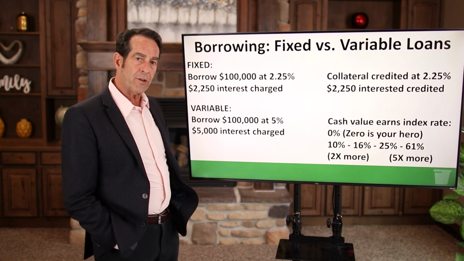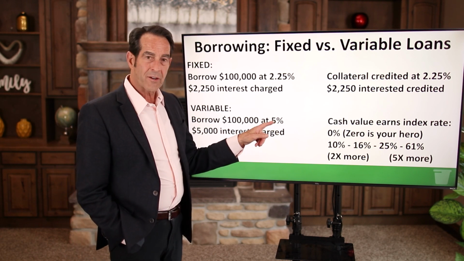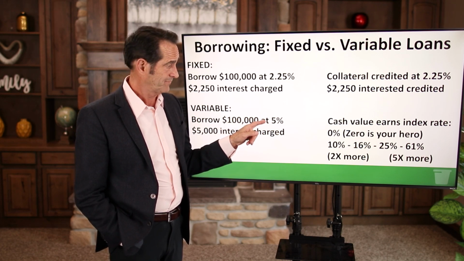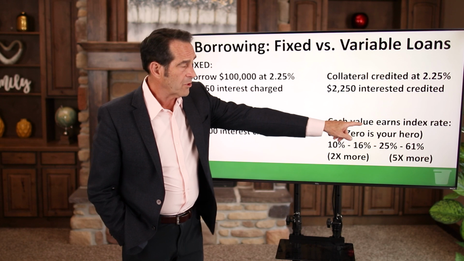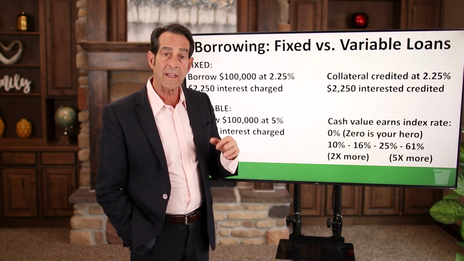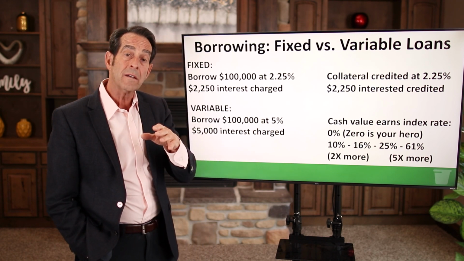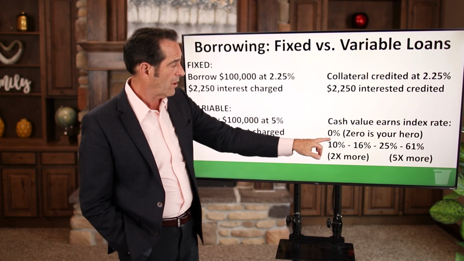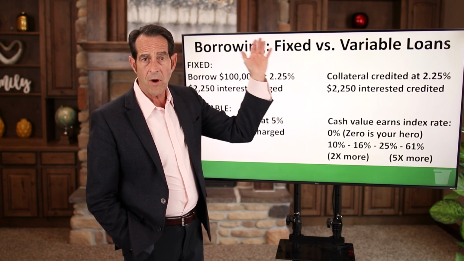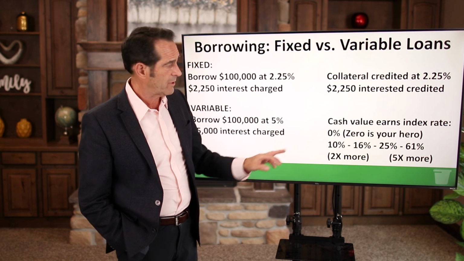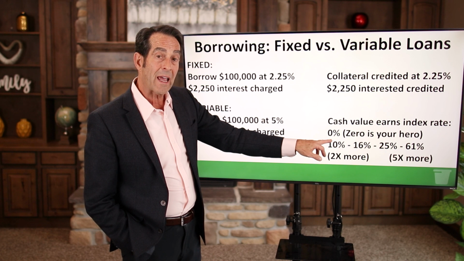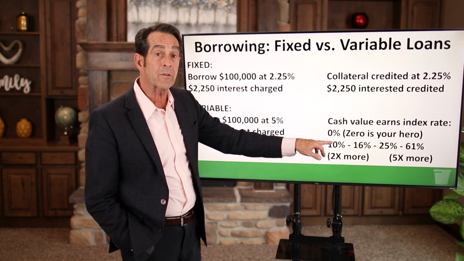But what do you get to earn? They're not going to credit you just 5. They'll credit you whatever the index is earning. Now, the cash value, your entire $1 million in this example of cash value, is earning the index rate. Yeah, there might be a year here or there where you earn nothing because zero is your hero. If the market crashes, you don't lose a dime of your principal. But the average return, remember, has been 8.2, 9.6, 10.07.